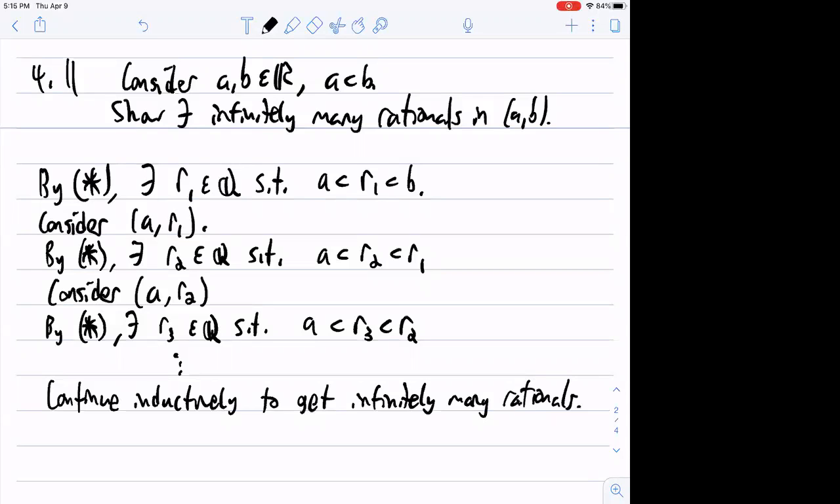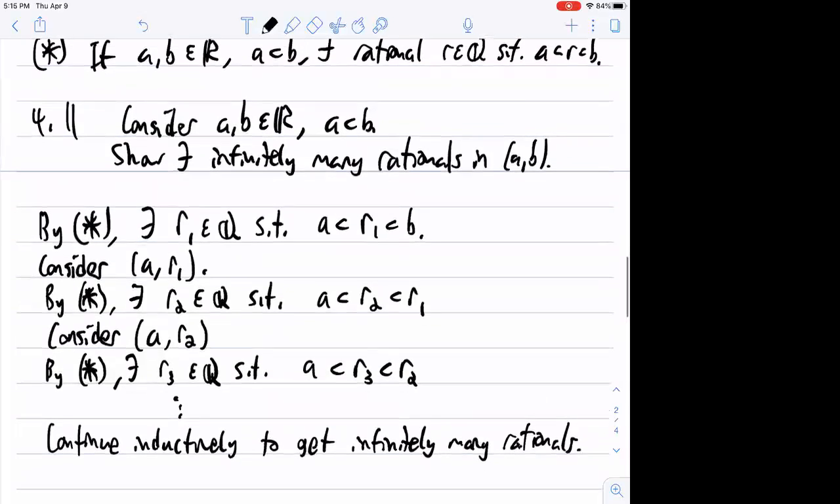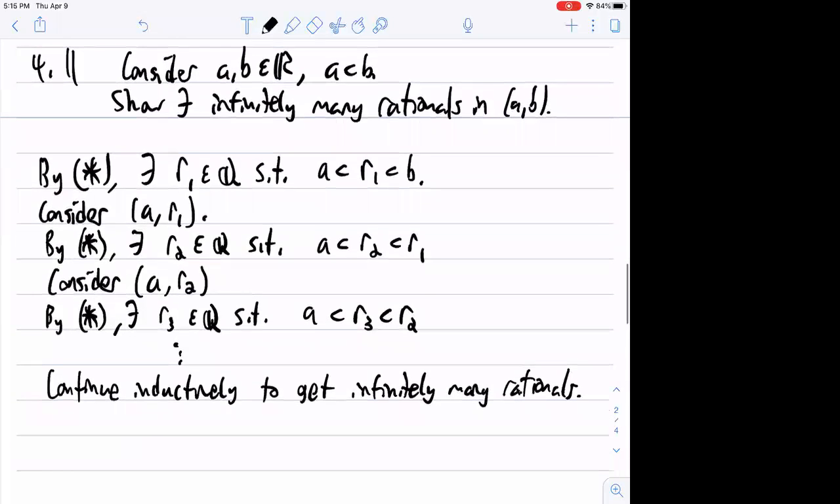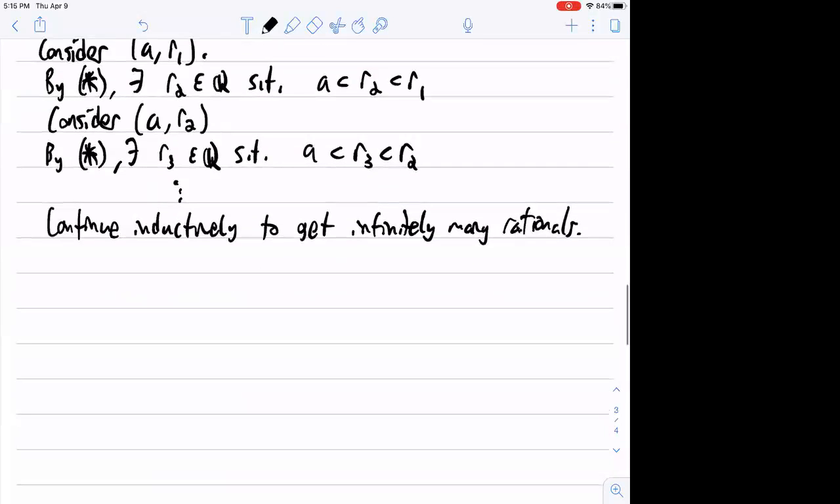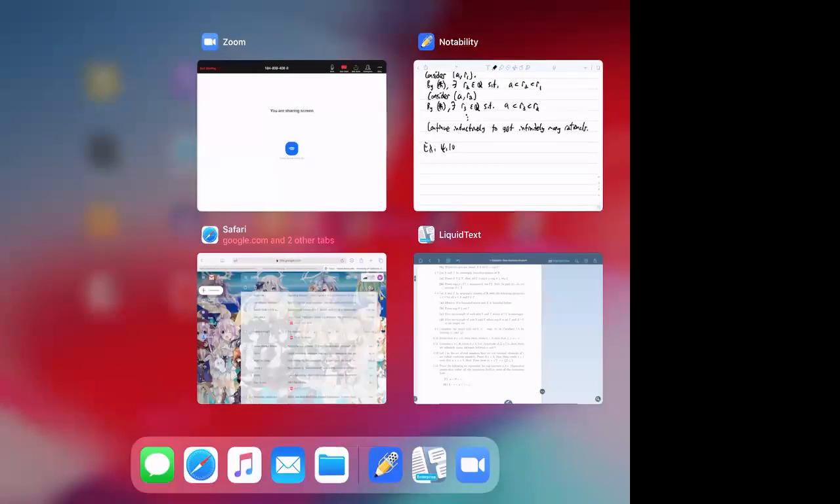So hopefully that's a good starting problem to do. So let me show you the usefulness of the Archimedean property. It sounds really dumb, right? And very obvious, but it gets very useful. So let's do example 4.10. Let me pull up the problem.